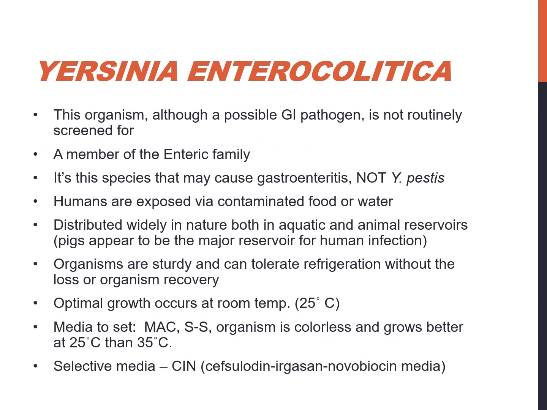Yersinia enterocolitica causes an infection similar to Salmonella. We don't see it in the United States too much, but we do see it more commonly in Europe. It is known to contaminate blood products also and can tolerate refrigeration. This organism prefers cooler climates like northern Canada and the northern United States. It can be a gastrointestinal pathogen, although it's not routinely screened for. It is a member of the enteric family. It's this species that may cause gastroenteritis, not Yersinia pestis, which is what causes the Black Plague.